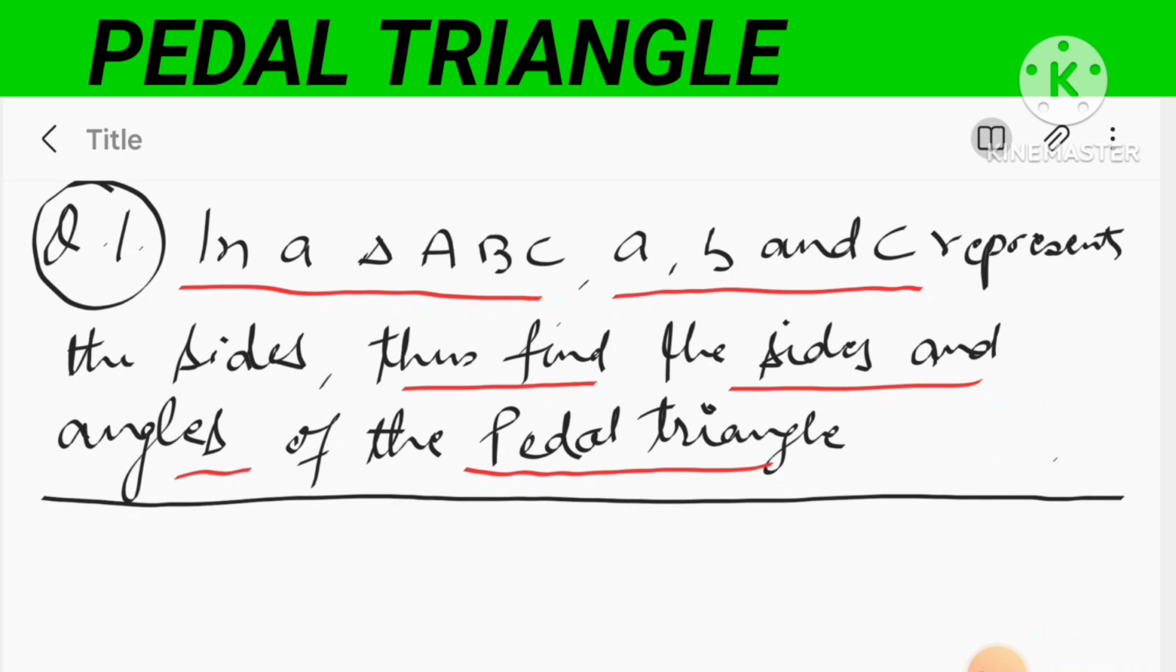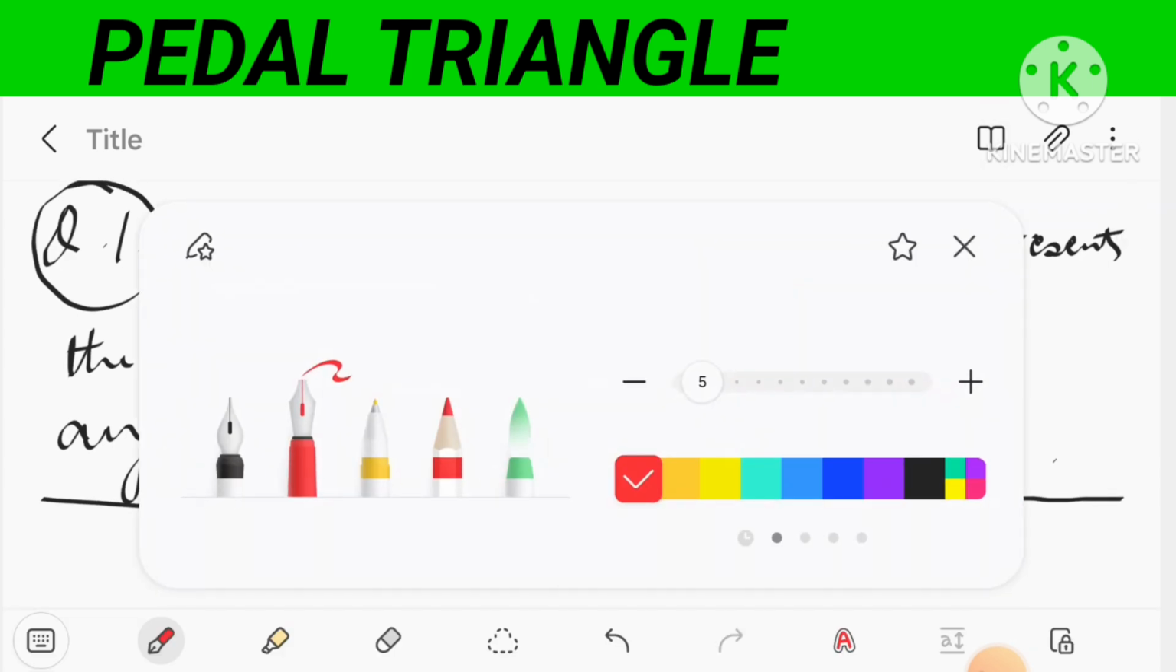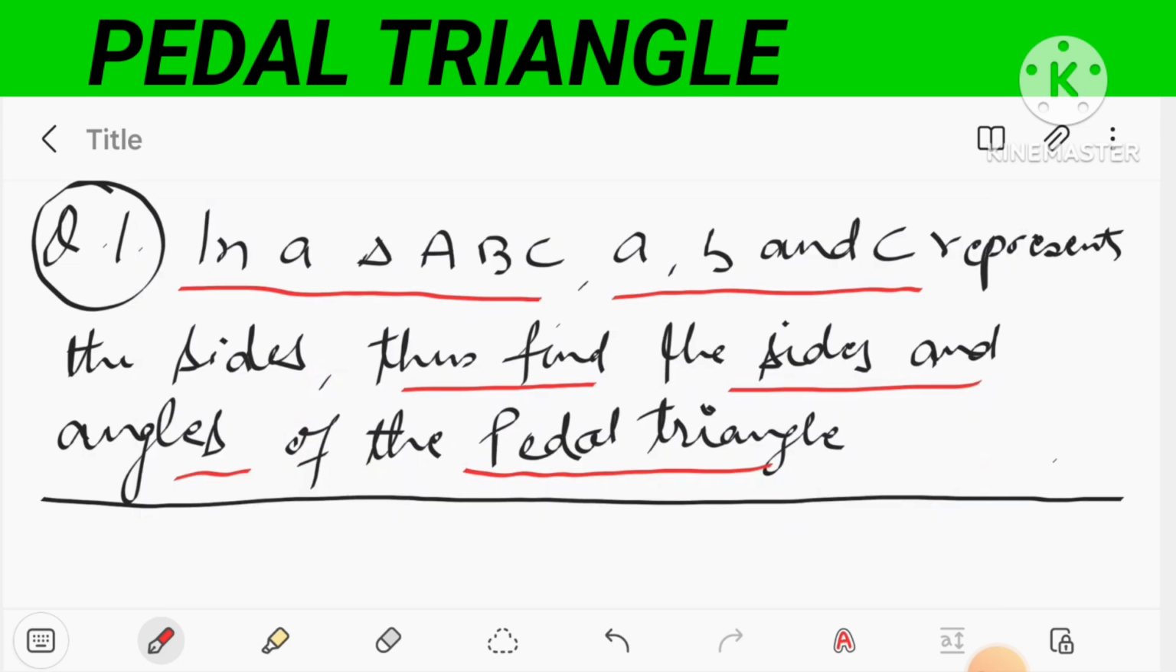Let's come to the first question. In a triangle ABC, a, b, c represent the sides. Find the sides and angles of the pedal triangle.